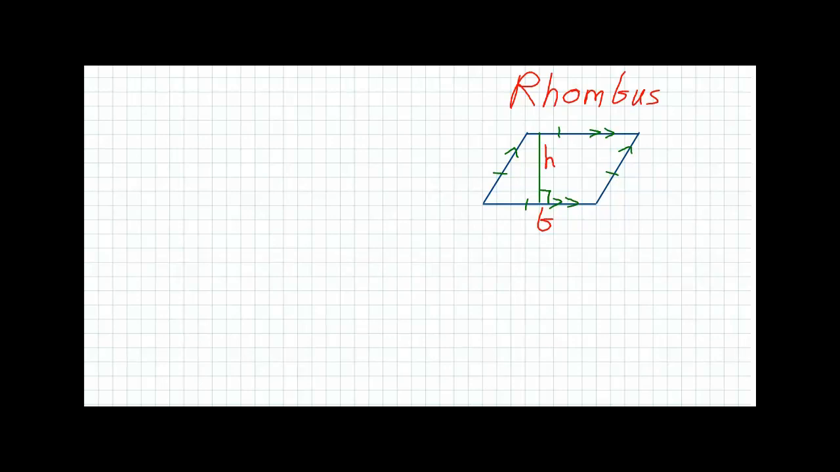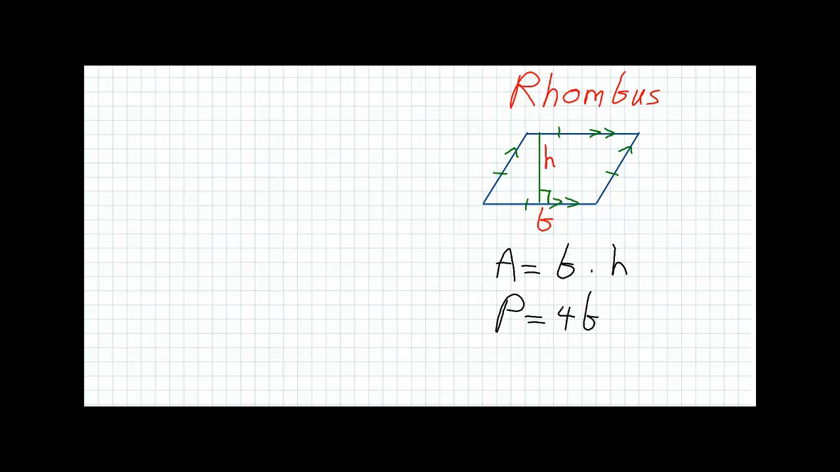To find the area here, also we will multiply the base times the height. To find the perimeter, we will add the four sides, which results in a formula similar to the formula of the square, which is 4b.